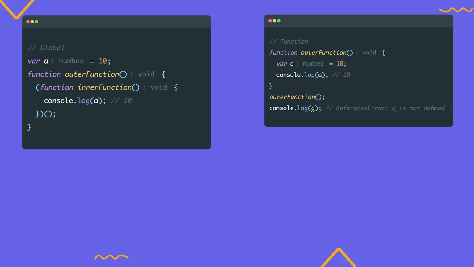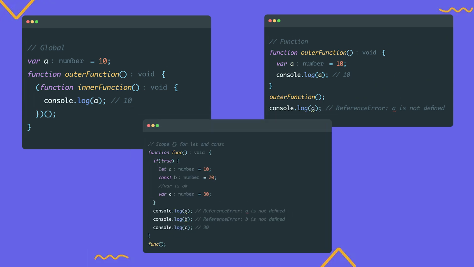Functional or local scope. Variables and functions declared inside a function are only accessible within that function and any nested functions. Trying to access them outside of this function will result in an error. Block scope. Introduced with ES6, this scope applies to variables declared with let and const inside curly braces, known as a block. This could be a simple if-else block, for example. Variables declared with var don't adhere to block scope rules.